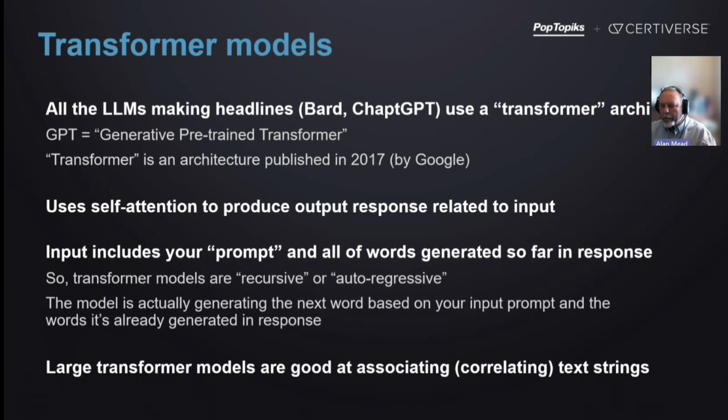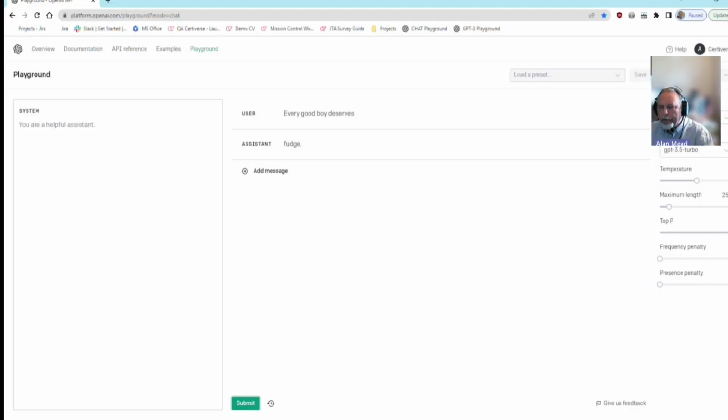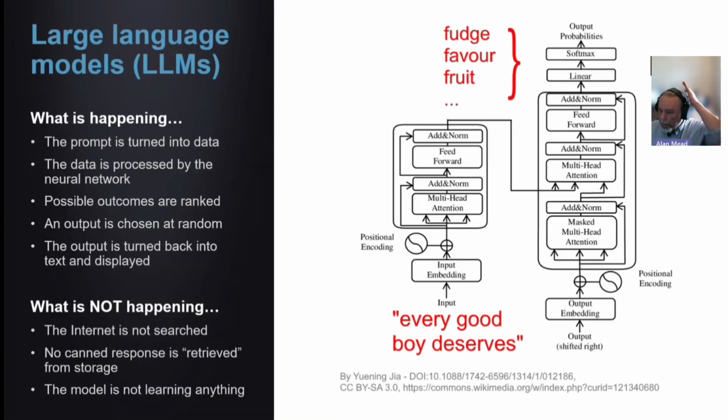The key thing to recognize about this is large transformer models are good at associating text strings. That's their claim to fame: they can take a text string that you input, and they can predict the text string that would be a good output for that input string. For example, I don't know if you could read this, but this is the OpenAI interface, and I typed in "every good boy deserves," and it answered fudge. So that's an example of it associating the input with the output.